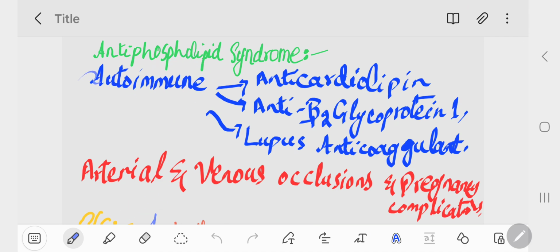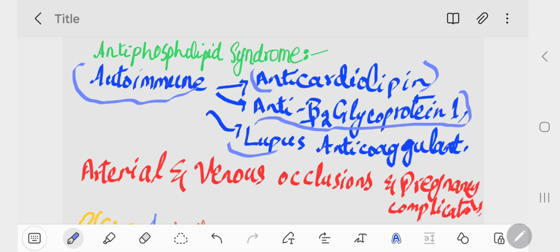So, antiphospholipid antibody syndrome is an autoimmune disorder that is characterized by antibodies against cardiolipin, that is anti-cardiolipin antibodies, anti-beta-2 glycoprotein 1 antibodies, and lupus anticoagulant. So, these antibodies are present in antiphospholipid antibody syndrome.